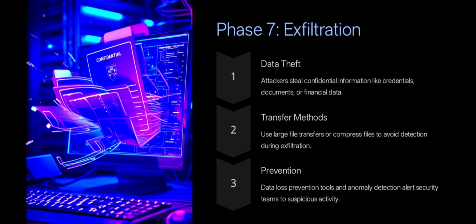4. Common exfiltration techniques. 4.1 Standard protocols. Attackers use legitimate protocols to hide exfiltration among regular traffic. HTTP/HTTPS: encrypted traffic looks like normal web traffic. FTP/SFTP: file transfer tools are misused for data export. SMTP: data is emailed out in attachments or body content. DNS: data is encoded in DNS queries and sent to attacker-controlled servers.